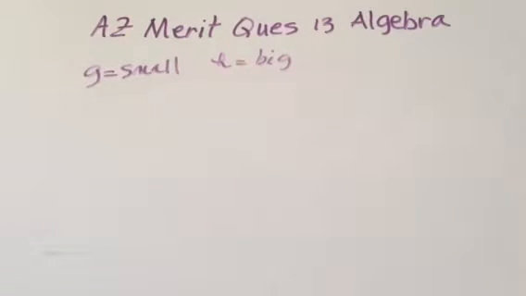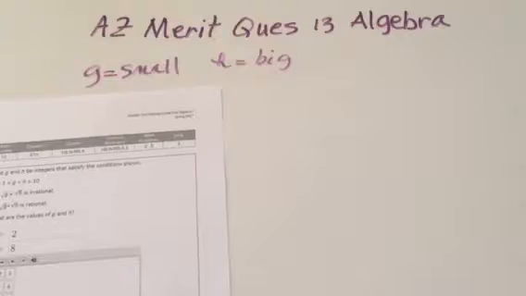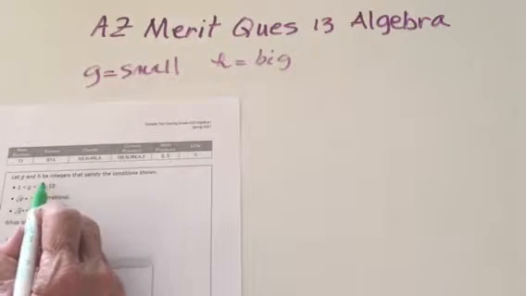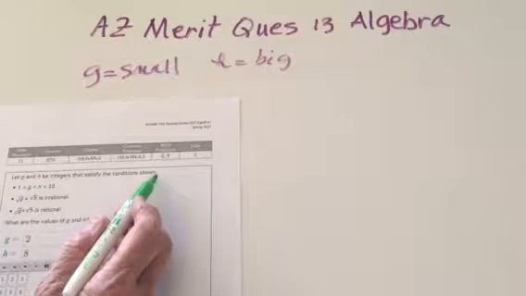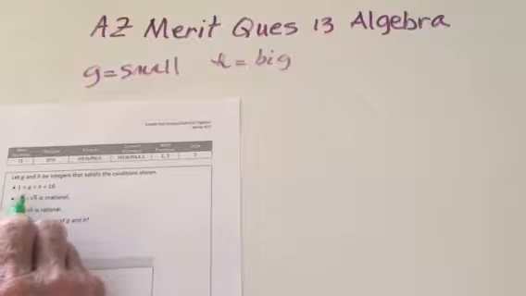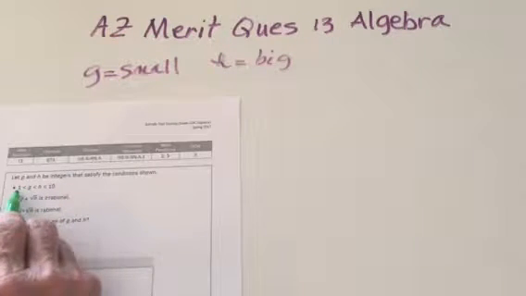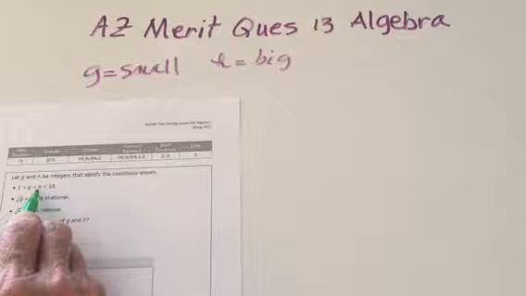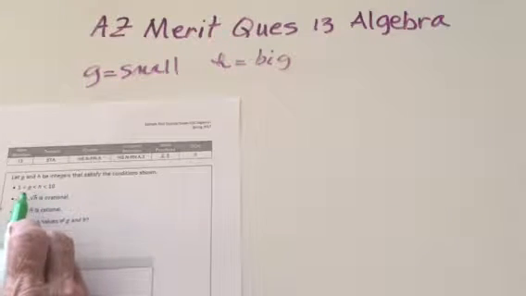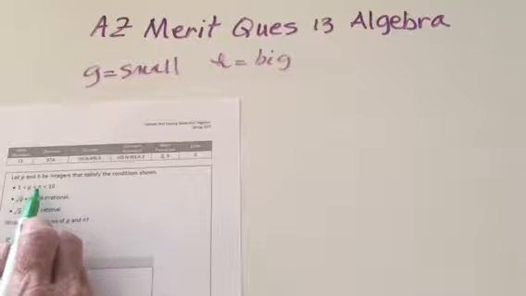We're going to be looking at question number 13 on the Arizona Merit Test, and you should have that in front of you. It says this: let G and H be integers that satisfy the conditions shown. G has to be bigger than 1 and less than 10. It's also less than H. So we know by this one that G is the small number, H is the big number.